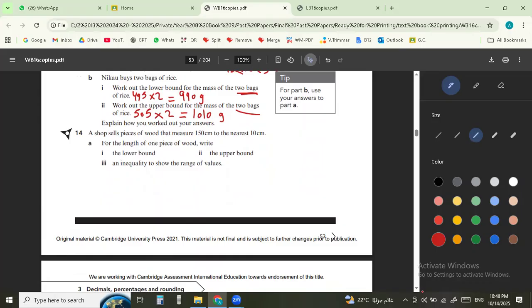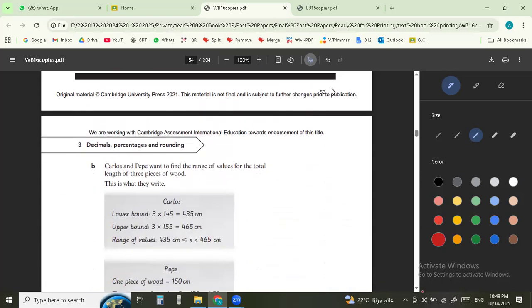A shop sells pieces of wood that measure 150 centimeters to the nearest 10. The lower bound: 145, minus 5. Upper bound, add 5, 155. An inequality: x is greater than or equal to 145, less than 155.